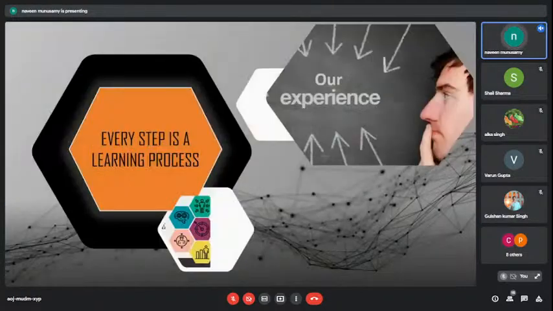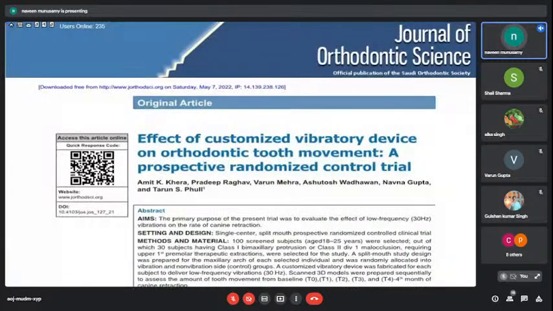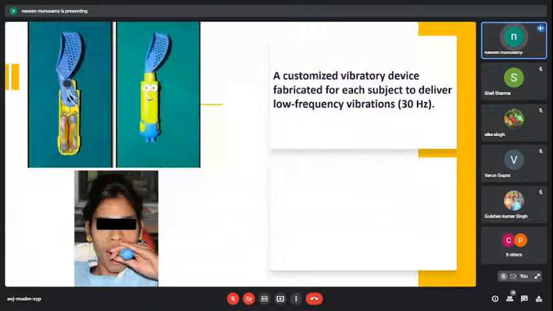Now I will be showing one of the experiments, the research which we have done in our department. This is the latest article, recently published in the Journal of Orthodontic Science, the Saudi Orthodontic Society Journal. This is the effect of a customized vibratory device on orthodontic tooth movement. This was also a prospective randomized clinical trial.